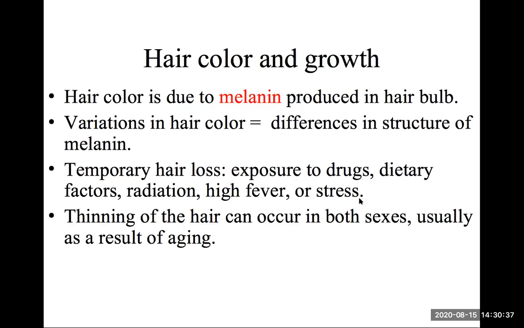Okay. The color of your hair is due to the amount and type of melanin that is produced by the cells undergoing mitosis in your hair bulb. So the same genes that control your skin color are also going to help determine your hair color. Variations in hair color, like I said, come from different types of melanin. So some people have melanin that will look red on hair, some melanin will look black on hair. It just depends on the type of melanin.